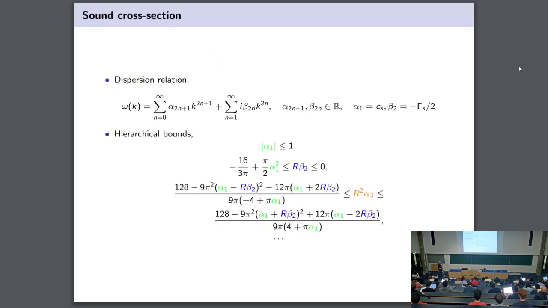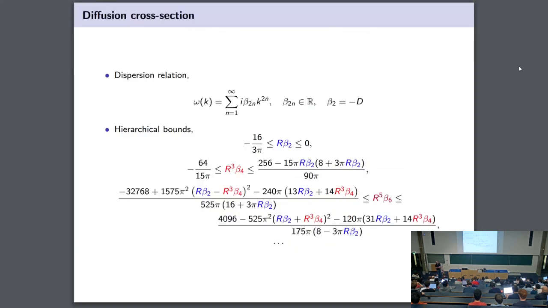So now I will present to you the hydrohedron at last. If we take a diffusive mode with this dispersion relation, every coefficient is purely imaginary. We take these beta n's as our transport coefficients. Beta 2 is minus the diffusivity. We run this machinery, this moment problem machinery, and we arrive at a hierarchical set of bounds. This structure would continue forever.